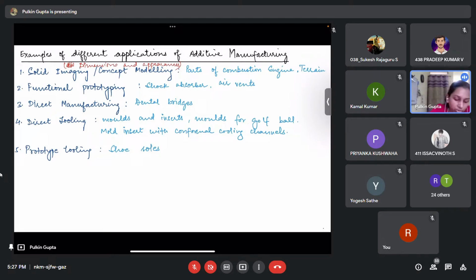Say for example, parts of a combustion engine. If we want to create the gear assembly, to check whether the gears are meshing properly or not, we can check using solid imaging. Or if you want to see how the terrain is of a particular part, where you have to make a particular contour, suppose some contours like corrugated panels, you can have a solid model for this and then check if you are getting proper contours or not.